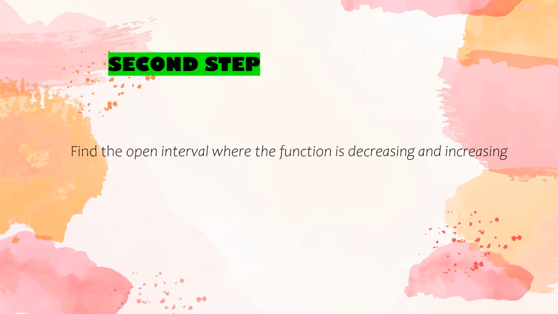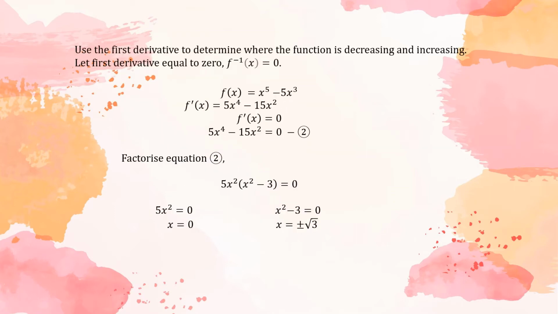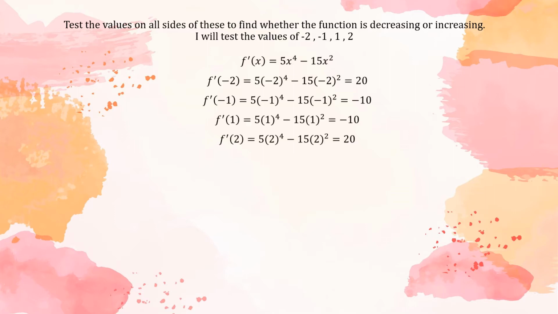The second step is to find the open interval where the function is decreasing and increasing. We use the first derivative to determine where the function is decreasing and increasing. So, let the first derivative equal 0. We test the values on all sides of this to find whether the function is decreasing or increasing. The test numbers are negative 2, negative 1, 1, and 2. Substitute all the test numbers into the first derivative.